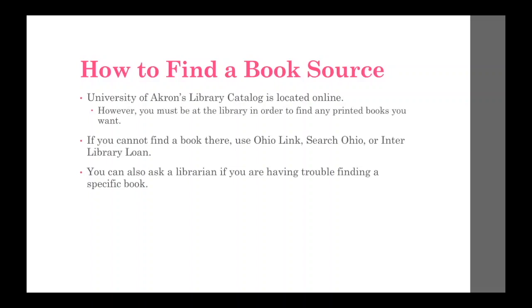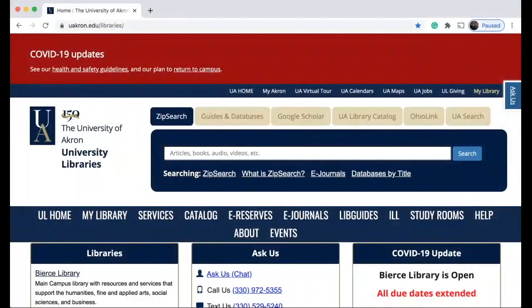Now, keep in mind that you can always request books to be delivered to specific locations so that you can pick them up. What I'll do now is show you how to navigate the library catalog, OhioLink, search Ohio, and interlibrary loan. Toward the end of the presentation, I'll explain how you can ask a librarian if you're having trouble finding a specific book. The first step for finding the UA Library catalog would be to click on the link that says catalog.